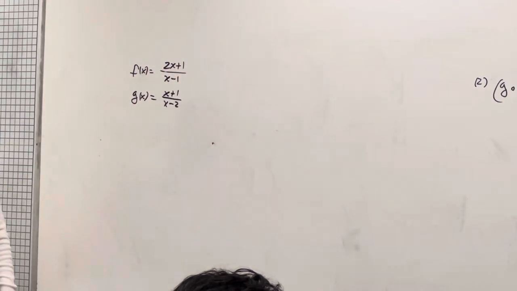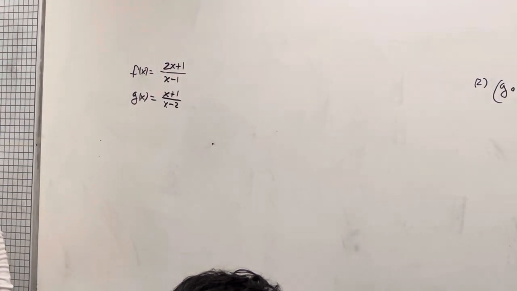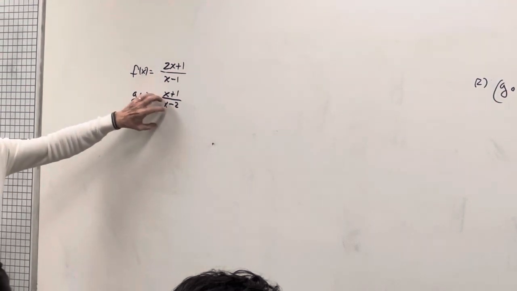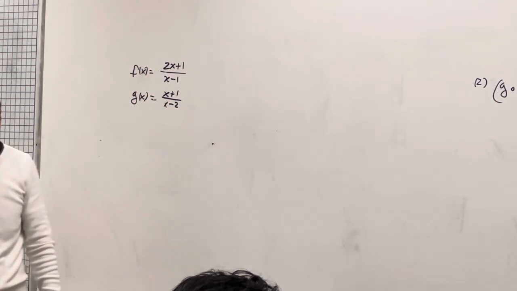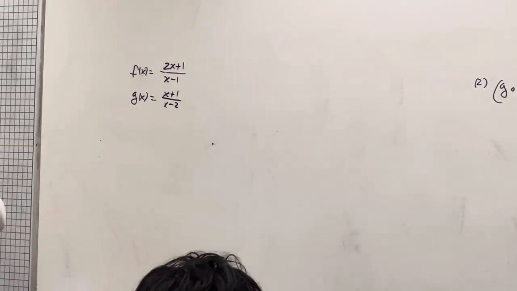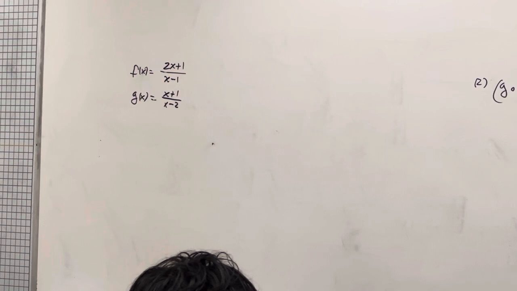Now, can someone give me a crazy guess? Where's the horizontal asymptote of the second? 1. So the vertical asymptote of one turns into the horizontal asymptote of the other, only if they're what? Inverses.